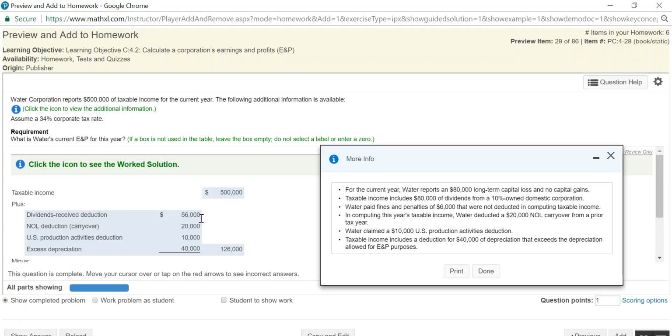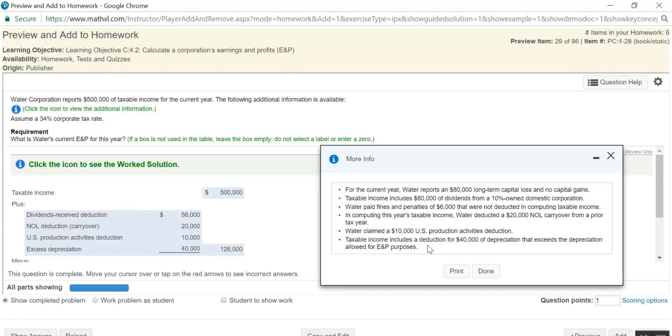That's non-deductible, as we saw in the slides, and as you can see in the table on page 4 for E&P purposes. Same with the NOL deduction that we took that's given in our information that's already included in the 500,000 taxable income. That $20,000 NOL carryover that we deducted from current year income is non-deductible for E&P, so we have to add it back. Same with regard to the DMD, the Section 199 deduction, the production activities deduction of $10,000. That's non-deductible for E&P.